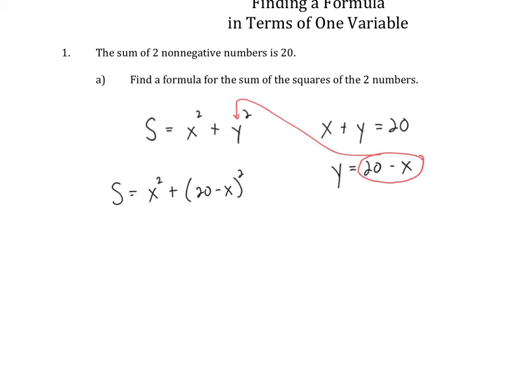Okay, so now we have what we want. It's a formula for the sum of the two squares in terms of one variable. So that's the main thing that we want to do every time. Now let's clean this up a little bit. Just to do this quickly, if you FOIL that and combine like terms, you should get this.